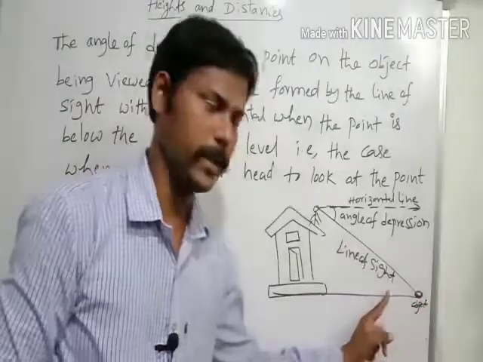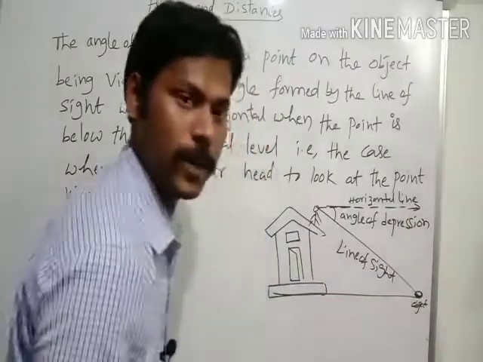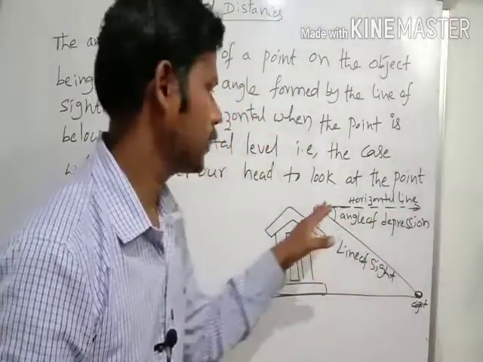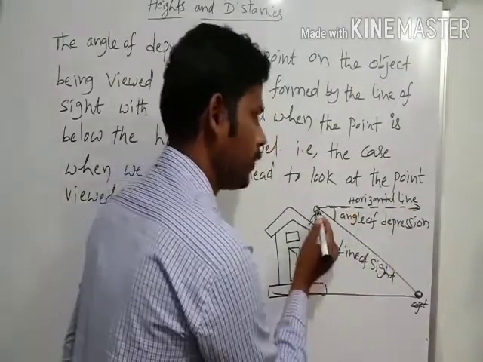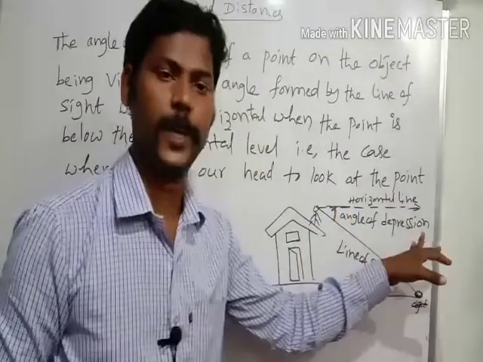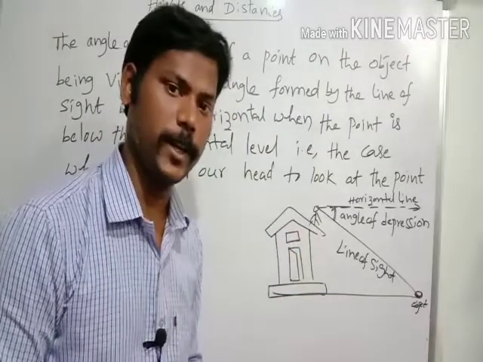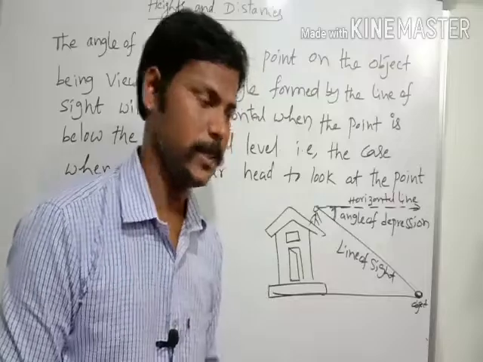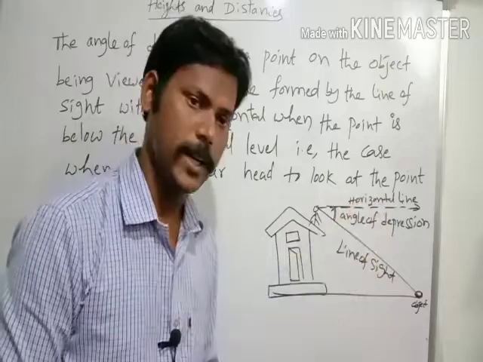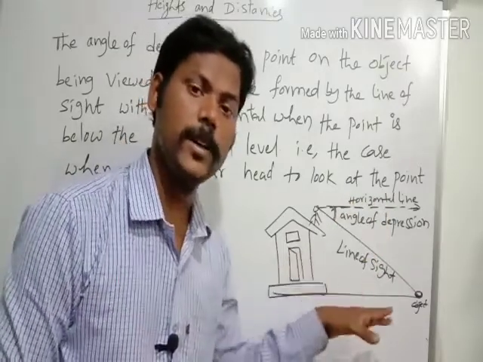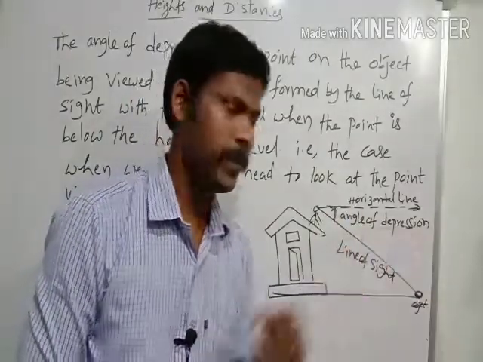If you draw an imaginary line horizontally, parallel to the ground level, from the top of the building, this is the horizontal line. Now the angle between the horizontal line and the line of sight is called the angle of depression. So what are we understanding from the diagram? The angle of depression is the angle between the line of sight and the horizontal line, but here the object is below the observer. Then it is called the angle of depression.